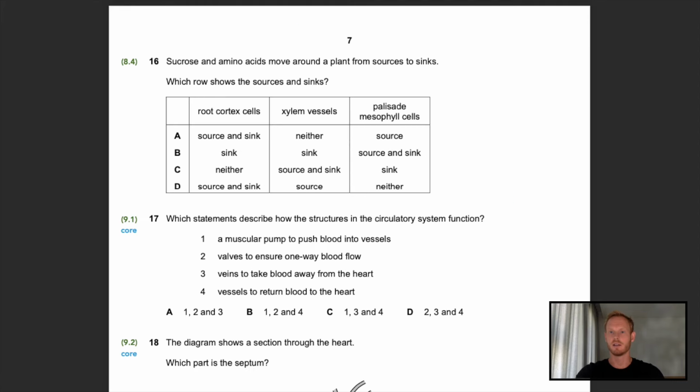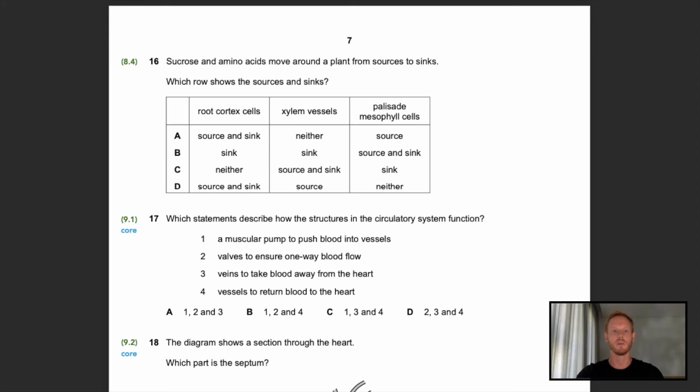Number 16. Sucrose and amino acids move around a plant from sources to sinks, and this takes place in the phloem and is referred to as translocation. Which row shows the sources and sinks? So sources are parts of plants that release sucrose or amino acids, while sinks are the parts of plants that use or store sucrose or amino acids. So root cortex cells can be either a source or a sink.